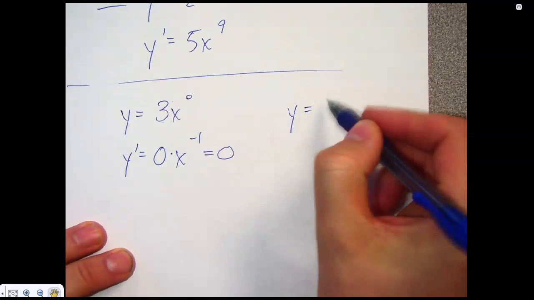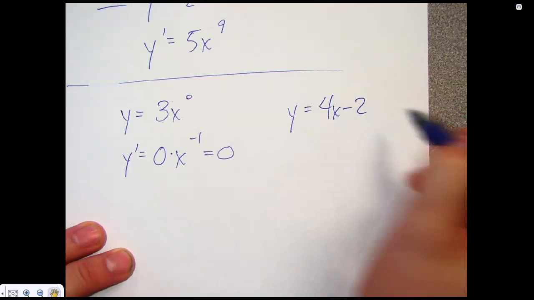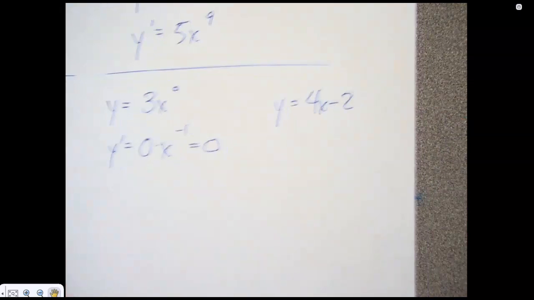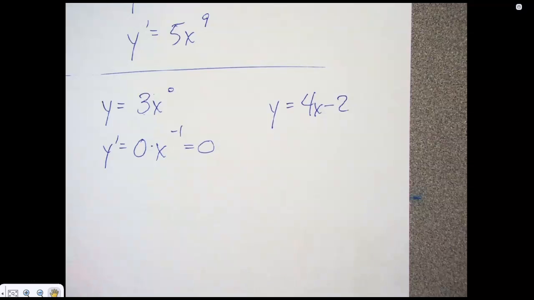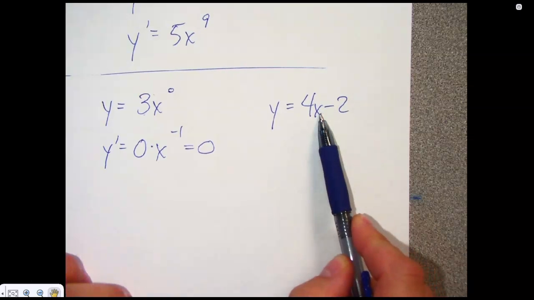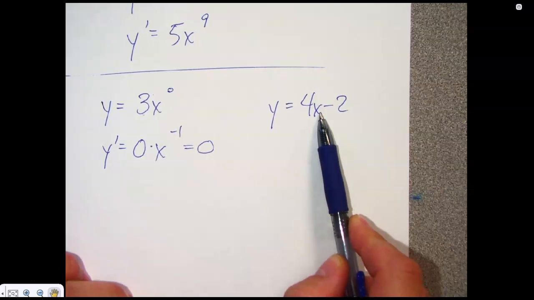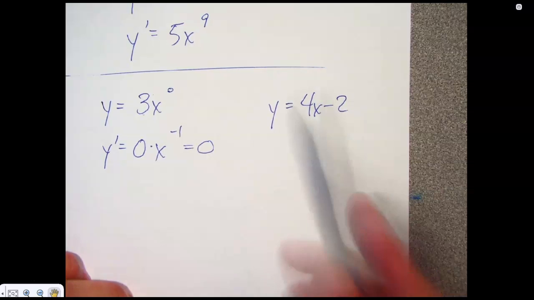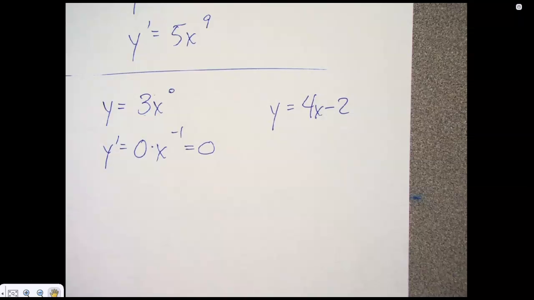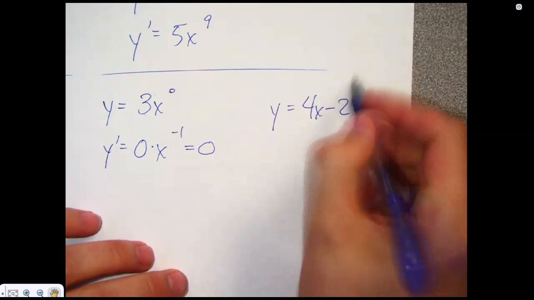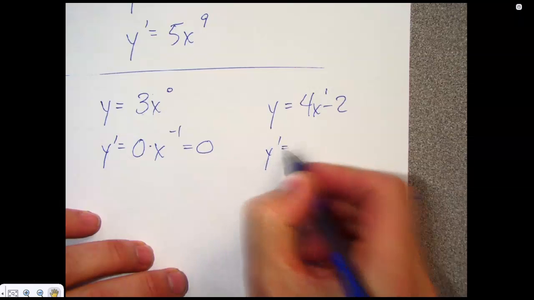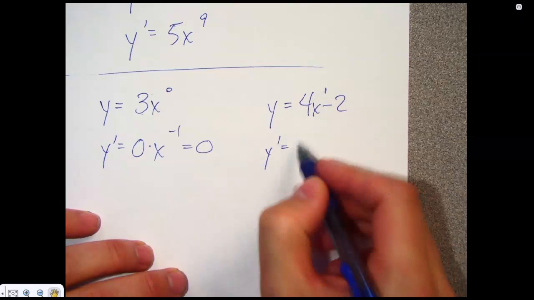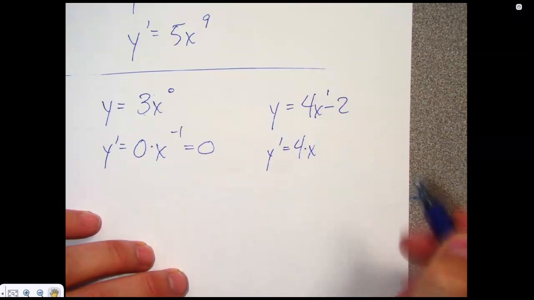Same thing with, if I had like 4x minus 2. What's the slope of that line? Oh, so the derivative better be 4. And does the slope depend on the x value? Or is the slope the same the entire time? The slope's the same the entire time. So our derivative better be 4 the entire time, which means there can't be an x. So this is 4x to the first, right? So bring down the 1, multiply by the 4. Leave the x, reduce the power by 1.